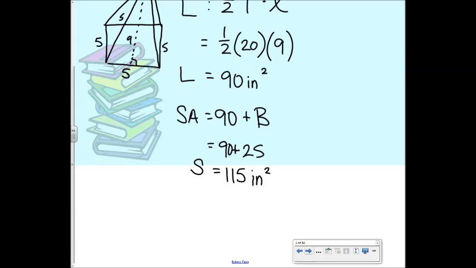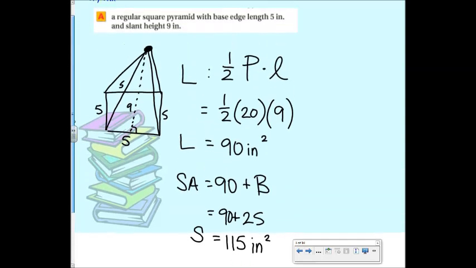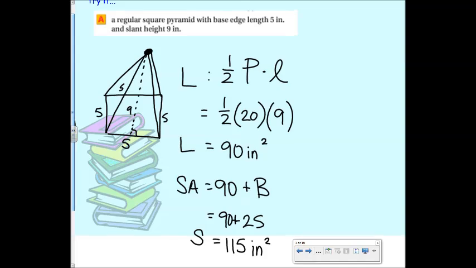Alright, and again, you can check yourself because which should be bigger, the lateral area or the surface area? Surface area. Surface area should be larger because it includes the faces and the base. So smart. You are all very smart. Everyone.